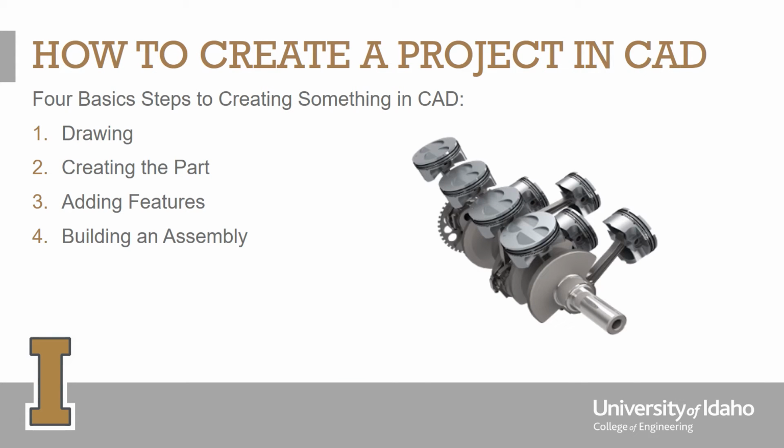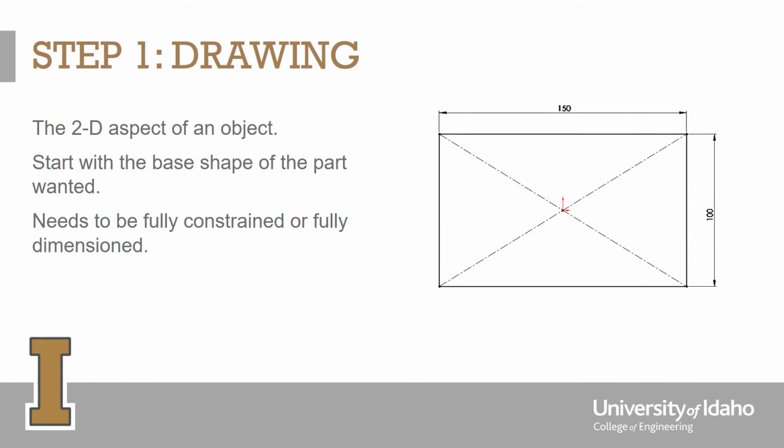Now, CAD might sound complicated, but there are 4 basic steps to creating something in CAD. First the drawing, then the part, then adding features, and finally creating an assembly. Step 1 is the drawing, which is the 2D aspect of the part. You're going to want to start with the basic shape or profile of an object. This will need to be fully dimensioned, so later all the parts will fit together.